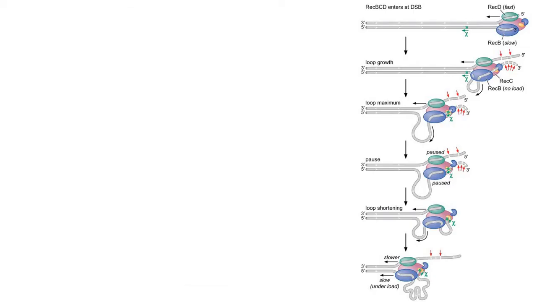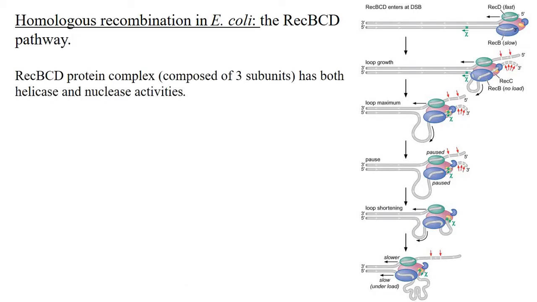Now, what's the mechanism of homologous recombination? We will talk about E. coli because it's better understood in prokaryotes. In E. coli, homologous recombination occurs through the RecBCD pathway. RecBCD is a complex of three protein subunits: RecB protein, RecC protein, and RecD protein. This complex has helicase as well as nuclease activity. RecB and RecD are helicases, and RecC is a nuclease.